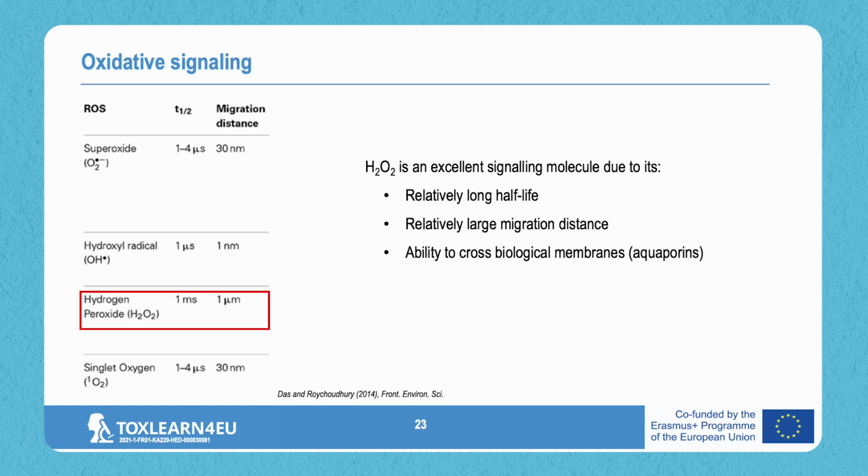If we look at oxidative signaling and the half-life of ROS, which will indicate whether they have time to migrate throughout the cell, then we can see that hydrogen peroxide is an excellent signaling molecule due to its relatively long half-life of 1 millisecond, relatively large migration distance, and its easy ability to cross biological membranes via aquaporins.